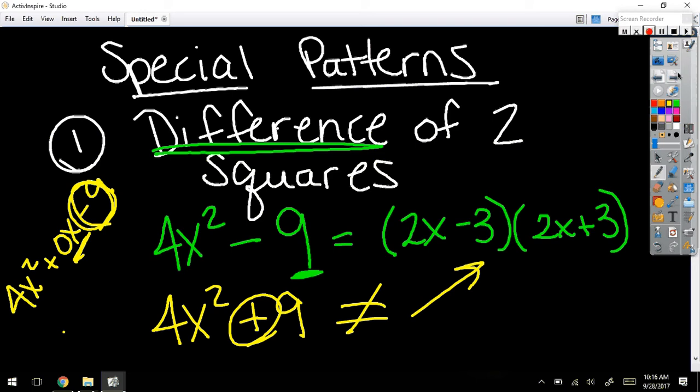Okay. So look at these and you tell me yes or no, are they a difference of 2 squares? And if they are, we're going to factor them.